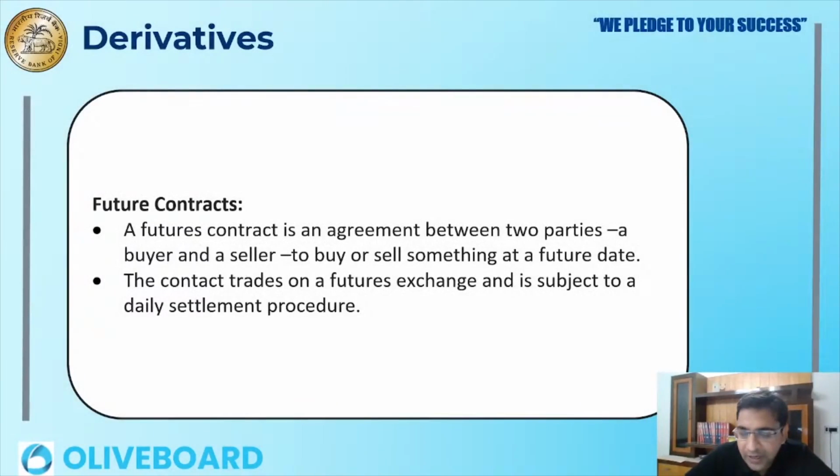Now comes the future contract. A future contract is also the same thing. It is an agreement between two parties, a buyer and a seller. One party will buy and the other party will sell on a future date. But this contract is fulfilled on a futures exchange, that is, regulated exchange bodies, and everyday settlement keeps happening over here. That is the main difference between a future contract and a forward contract. Forward contracts are not settled in the exchanges, but future contracts are settled in the exchanges.